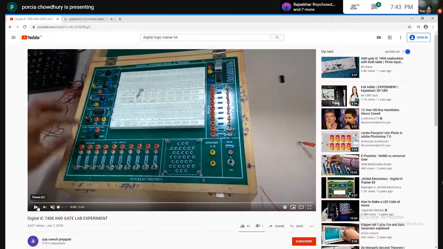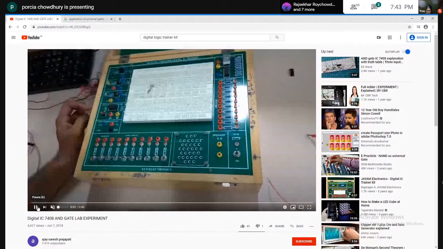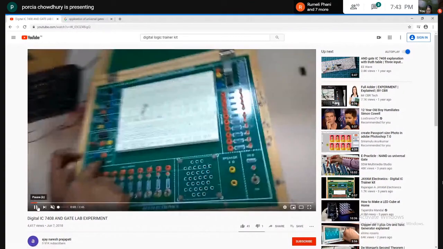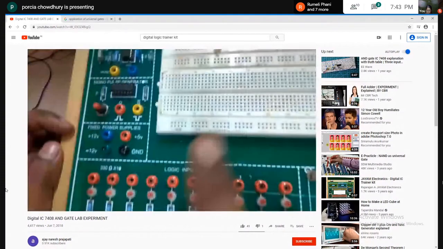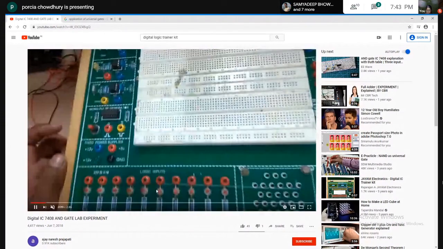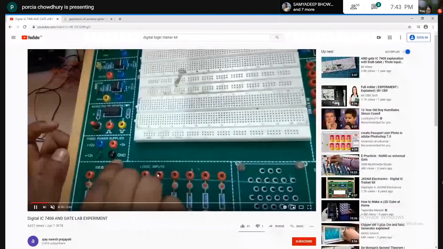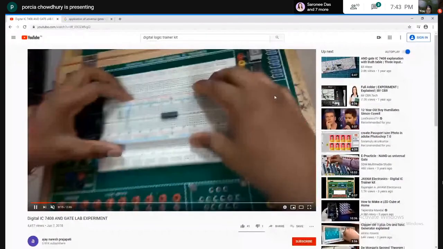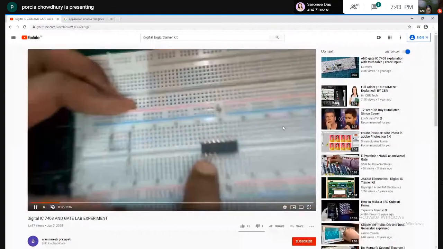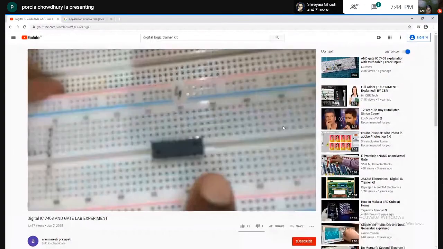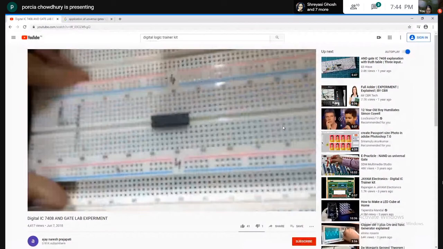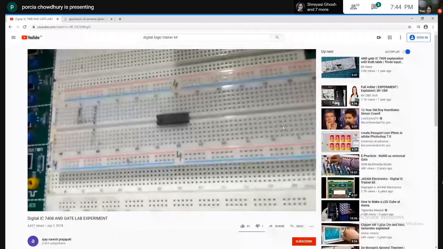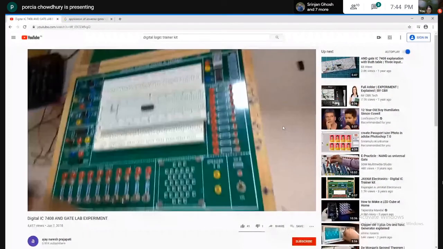And how does it work? Basically we have this kind of kit, the digital trainer kit. This is your ground, this is your VCC, these are your input lines, logic inputs, and on the other side these are your output lines. Now we have to place one chip, and I have told you the notch will always be placed on the left hand side. So this is the way we have to place a chip. Now this is a 14 leg chip.